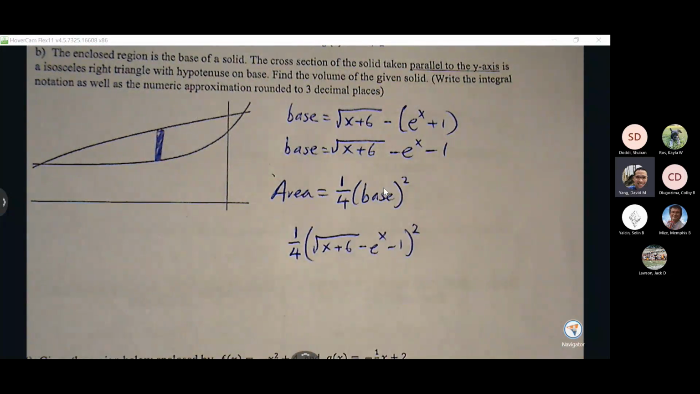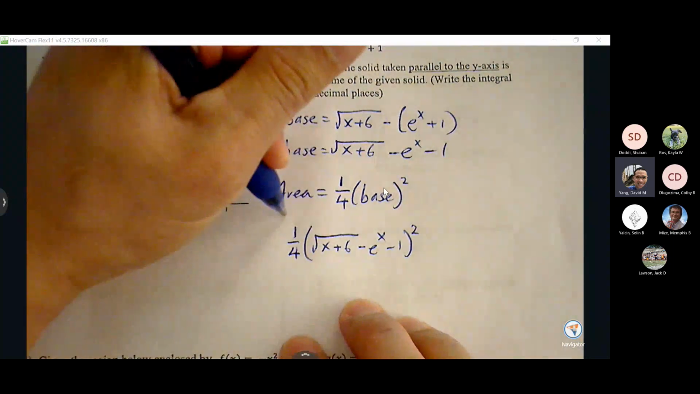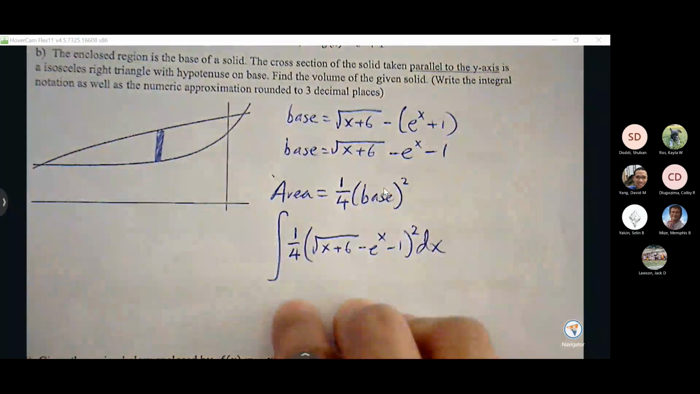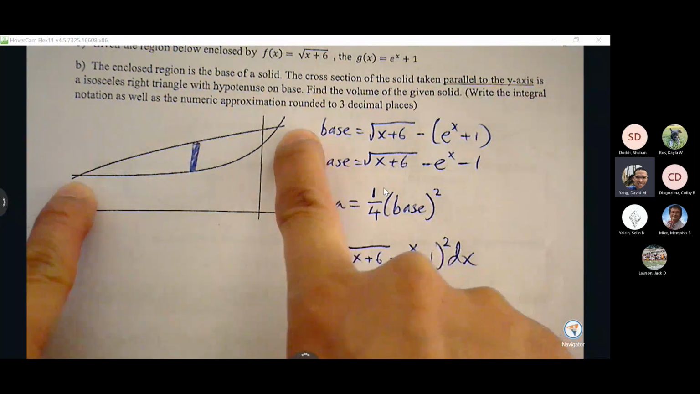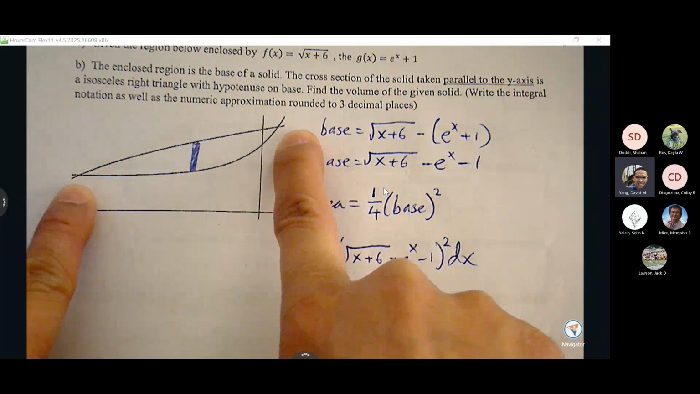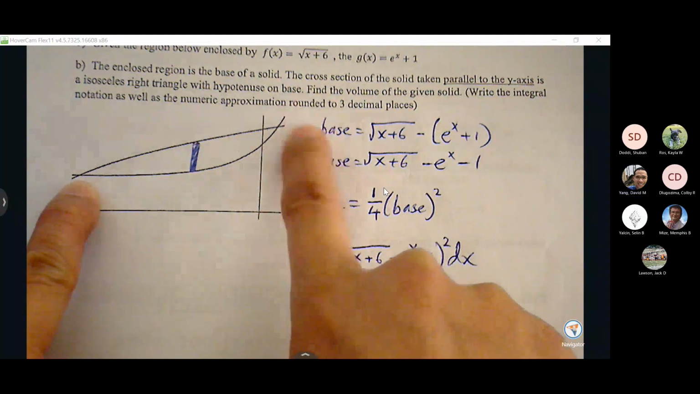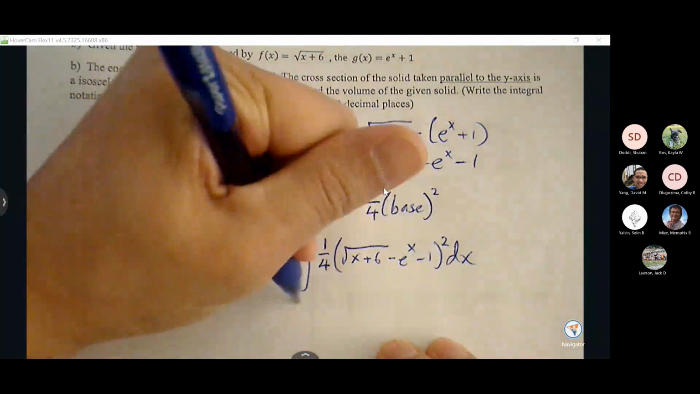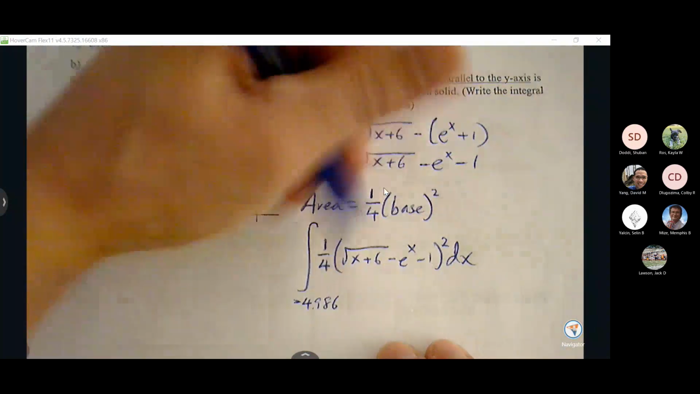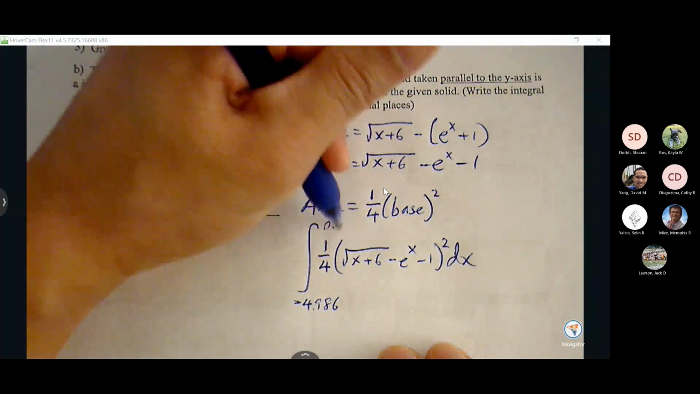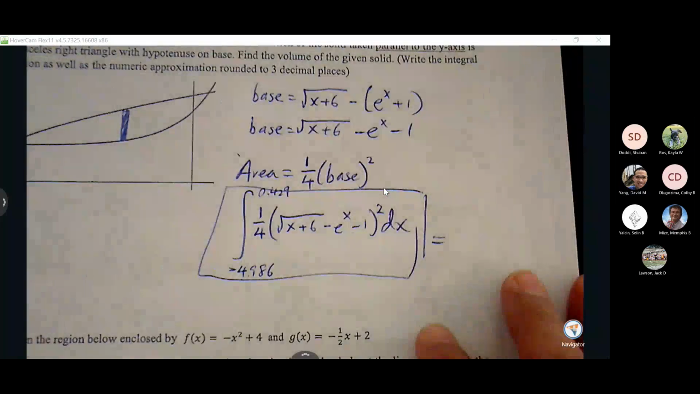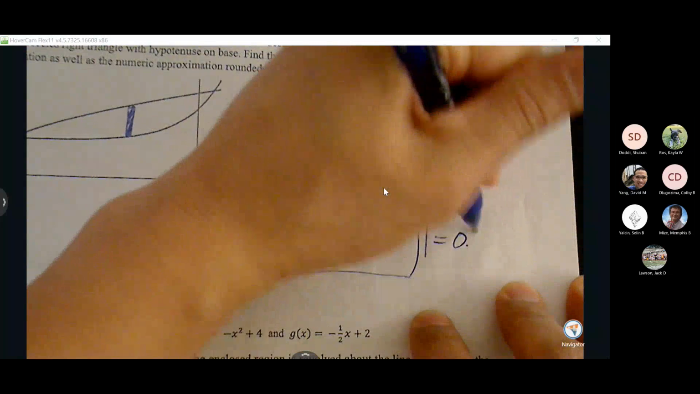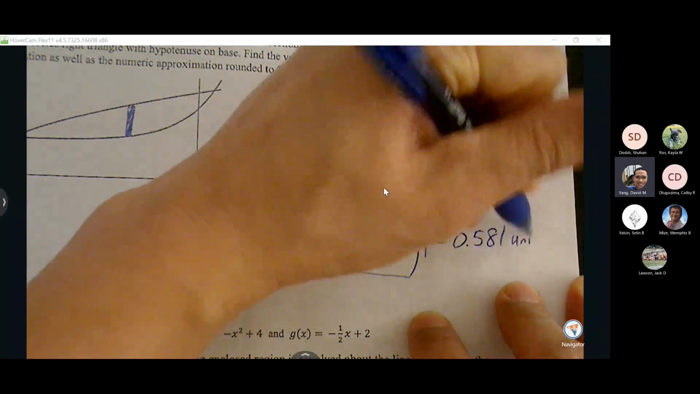now I'm just going to accumulate these really thin triangles from one end of my region to the other. So I'm just going to put an integral notation around it. And this is in terms of x, so I need x as my bounds as well. We found those x values from the previous intersection: negative 4.986 and 0.429. Enter all this in your calculator. Still volume, so units cubed.